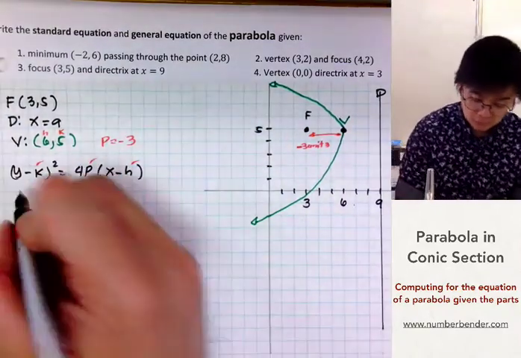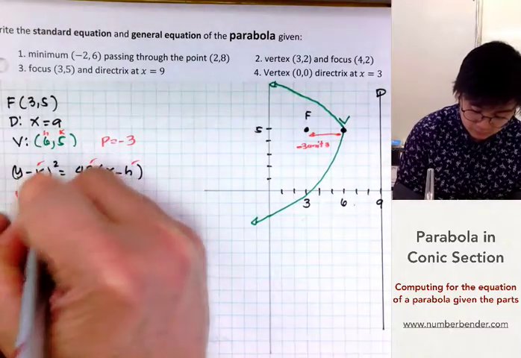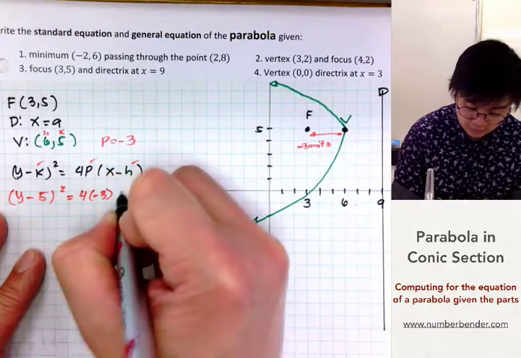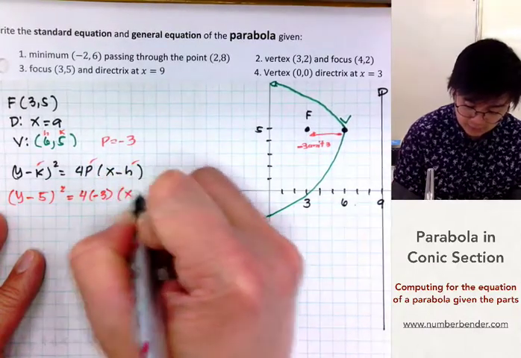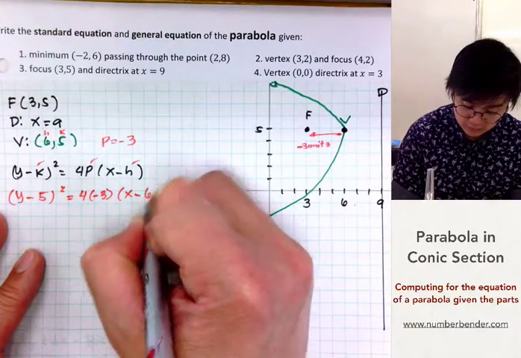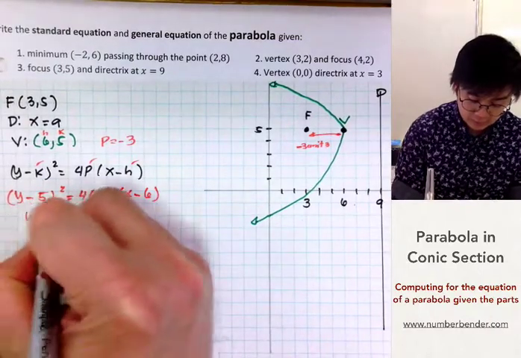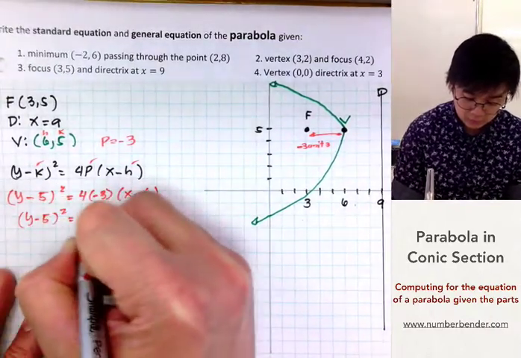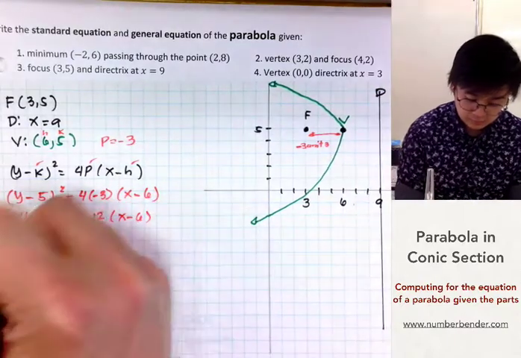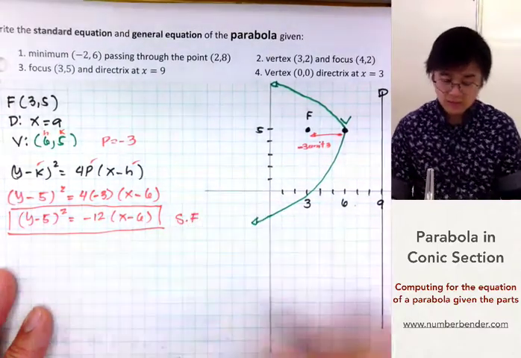So our formula will now be (y minus k, which is 5) squared equals 4 times negative 3, (x minus h, which is 6). So by algebra, we'll have (y minus 5) squared equal to negative 12(x minus 6). And this is our standard form.